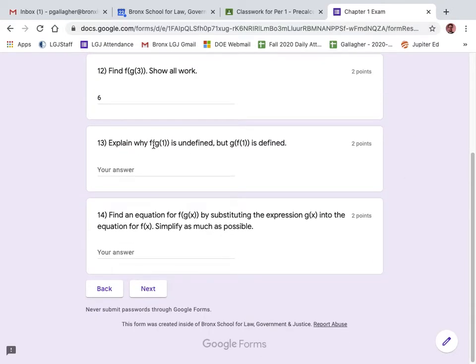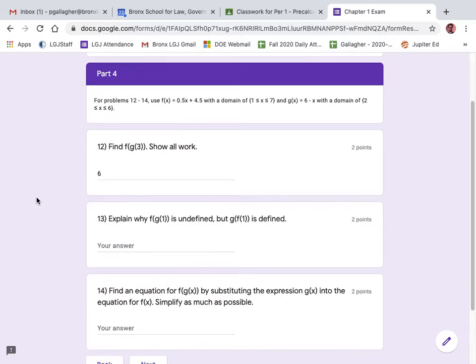Now, why is f of g of 1 undefined, but g of f of 1 is defined? Well, g of 1 right here is outside the domain of g. 1 can't be plugged into g. So even though if you just plugged it into this and ignored the domain, you'd get an answer, because we've restricted the domain to this, you can't graph it.